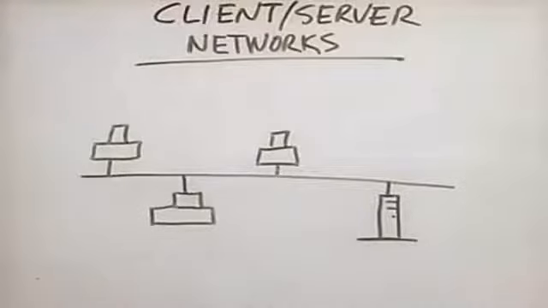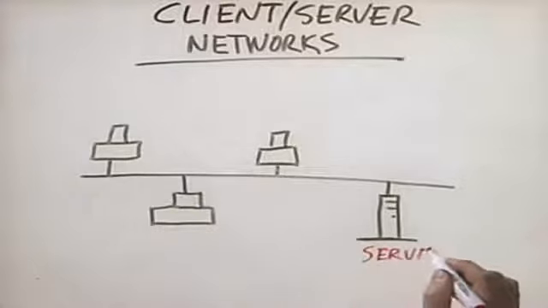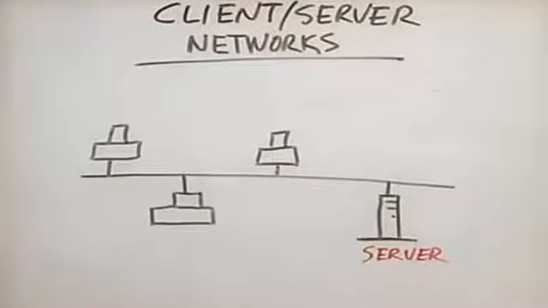In a client-server network, unlike a peer-to-peer network, network hosts have specific roles assigned to them. In the client-server network, you have certain systems, certain hosts, that are assigned to be servers. What does a server do? A server provides network resources.